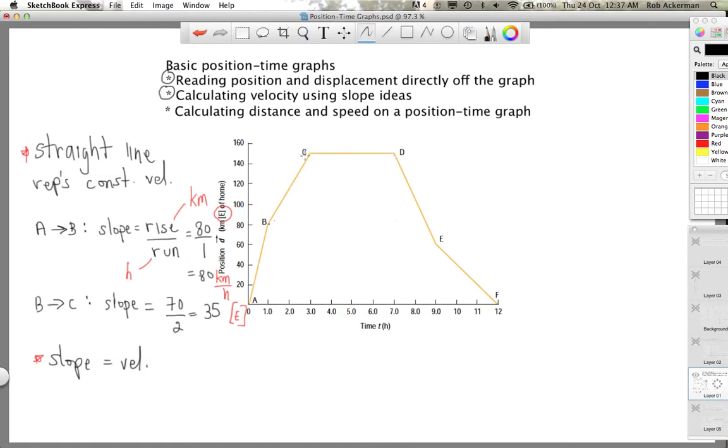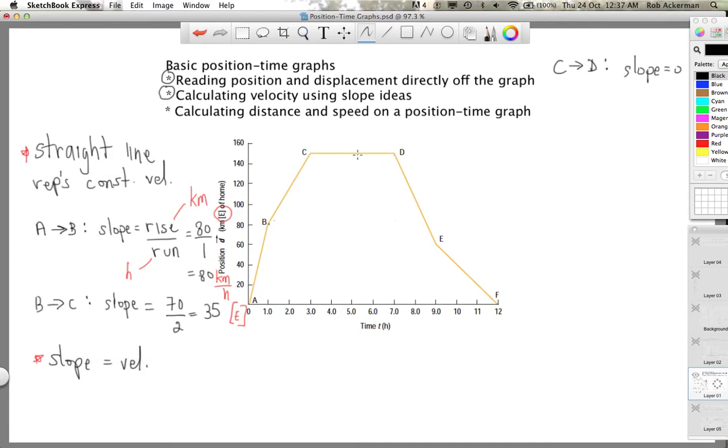Here's an interesting one. What happens in the interval C to D? In the interval from C to D, you'll notice that the slope is 0. It's a horizontal line, and you know from grade 9 or 10, slope is 0.